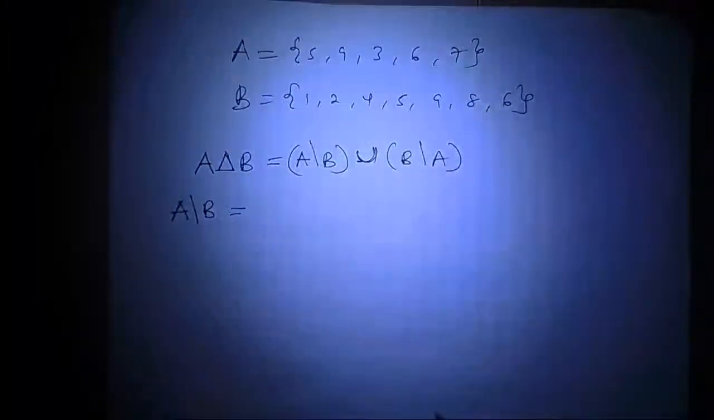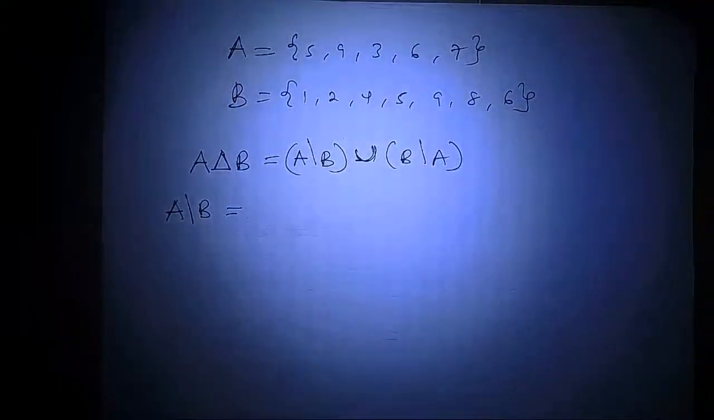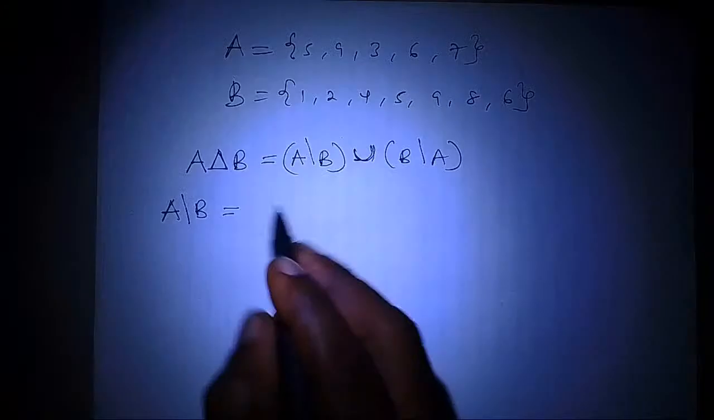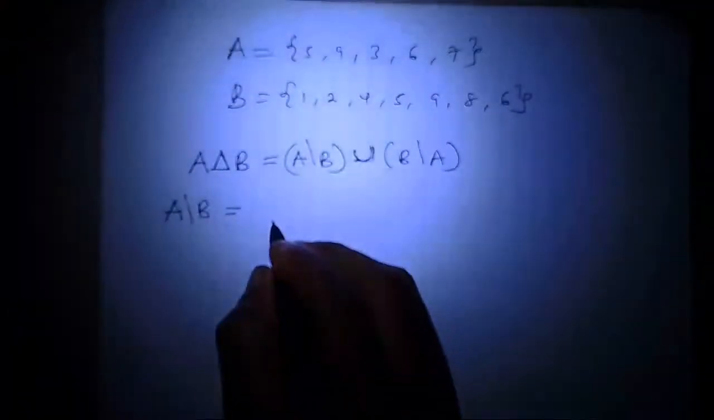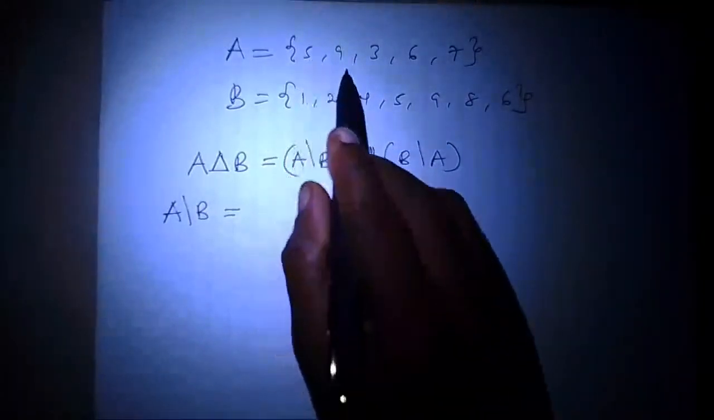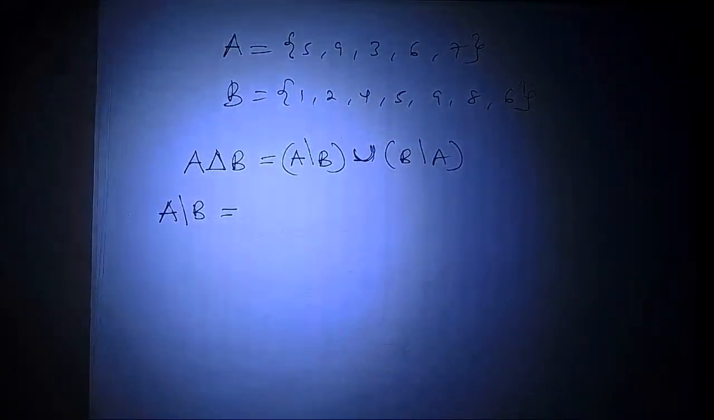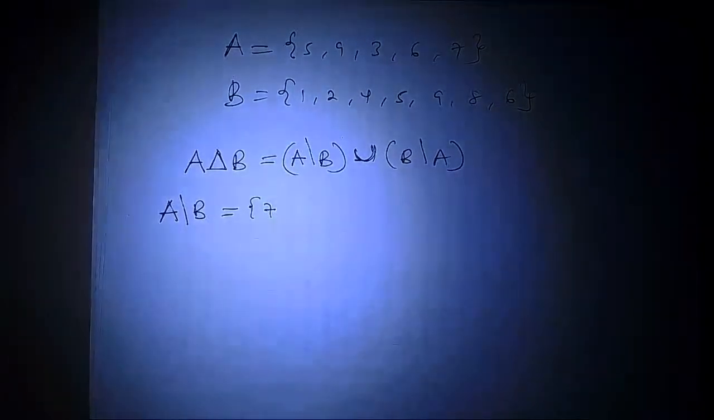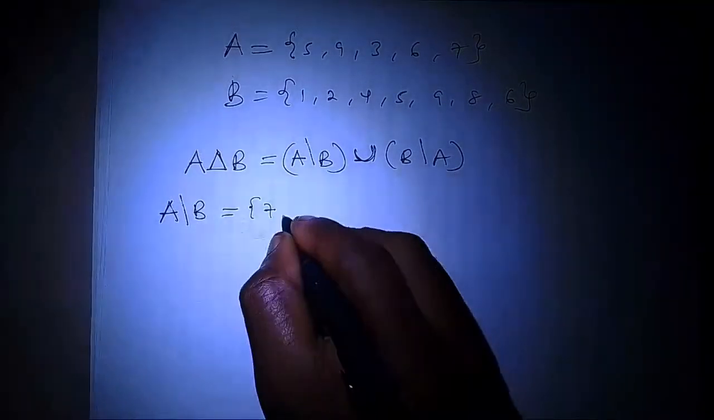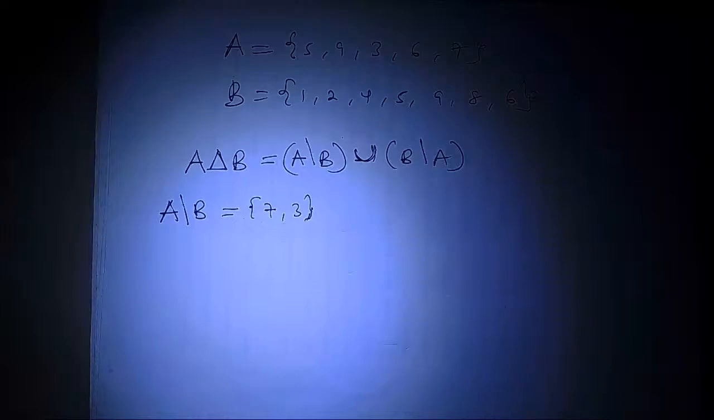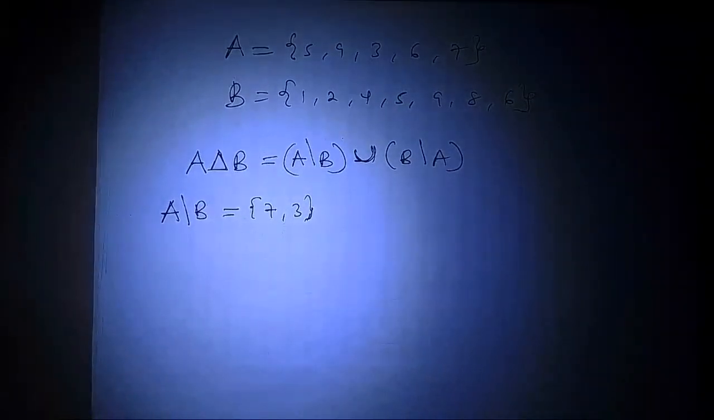Okay, so let's round up this class with this example. A minus B will give you the elements you find only in A. Just focus on the problem. Don't mind NEPA, we are in Nigeria. The elements found only in A: we have 7 as an element found only in A, and 3 is also found only in A. So that is A minus B: the elements you find only in A are 7 and 3.